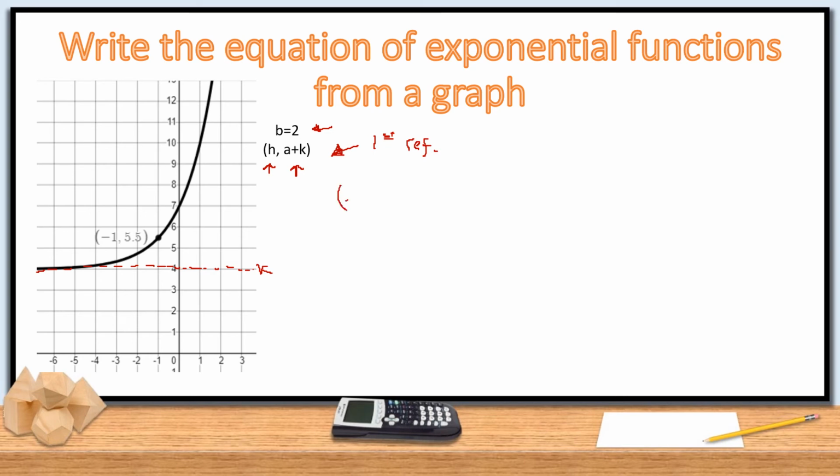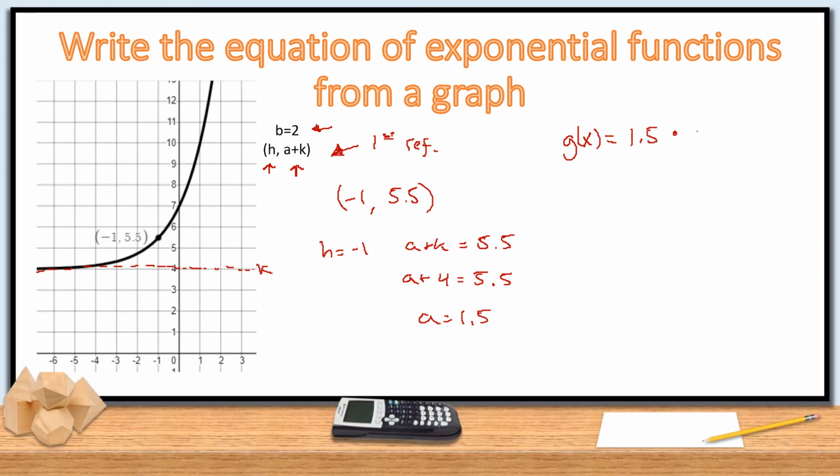So for that reference point, minus 1, 5.5, h is equal to minus 1, and then a plus k is equal to 5.5, and we know k is 4, so a plus 4 equals 5.5, which means a equals 1.5. So then this function would be g of x equals 1.5 times 2 to the power of x, and we've got h is minus 1, so if it's x minus h, this is x plus 1. And then we've got k is plus 4. So it's a times b to the x minus h, plus k, don't forget.